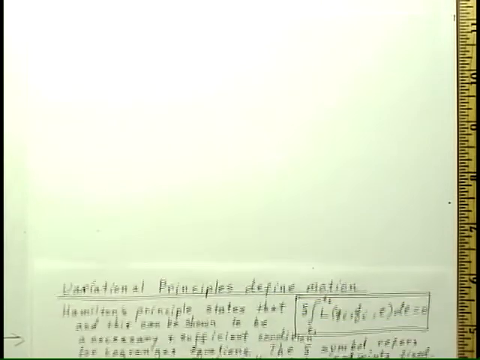Continuing now with our review of classical mechanics, we want to discuss the variational principles that can be used to define motion. There's a principle called Hamilton's principle that states that any variation in the integral of the Lagrangian between one time and another time must be zero for the actual motion that takes place physically. This principle can be shown to be a necessary and sufficient condition for Lagrange's equations, and therefore for Newton's equations, and also for Hamilton's equations.